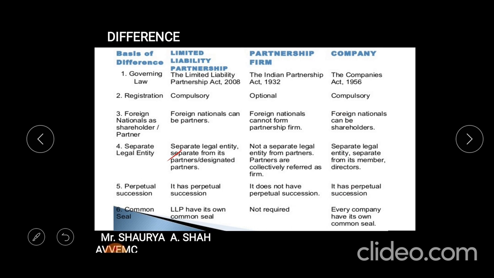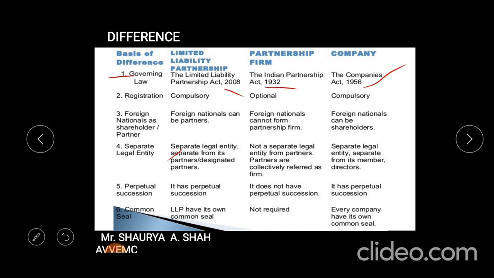So the very first basis of difference is the governing law. LLP is governed by the LLP Act, that is 2008, students. Partnership form is governed by the Indian Partnership Act 1932, as I told in the last lecture also. Company is governed by the Indian Companies Act 2013. Earlier it was 1956, but now it is 2013.